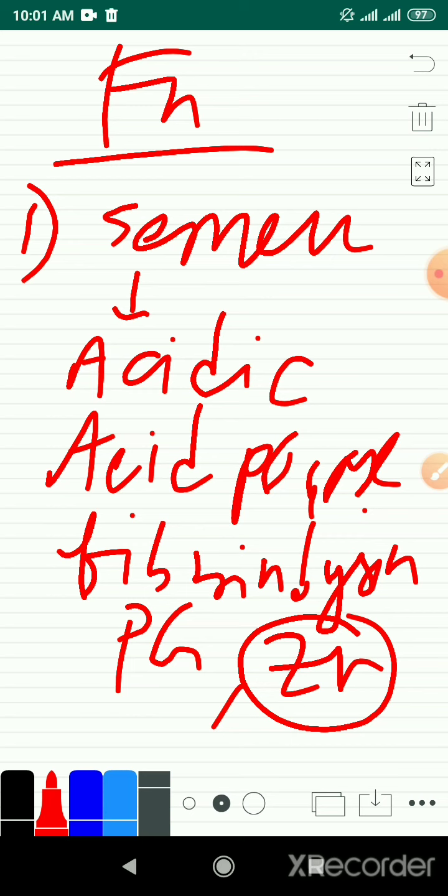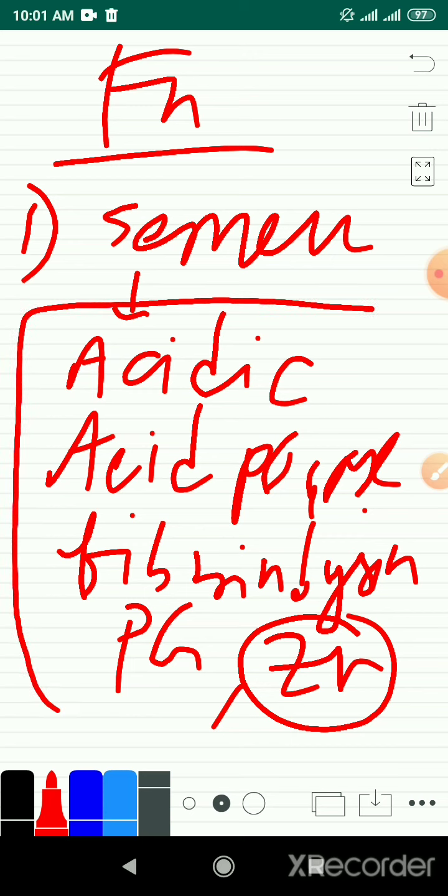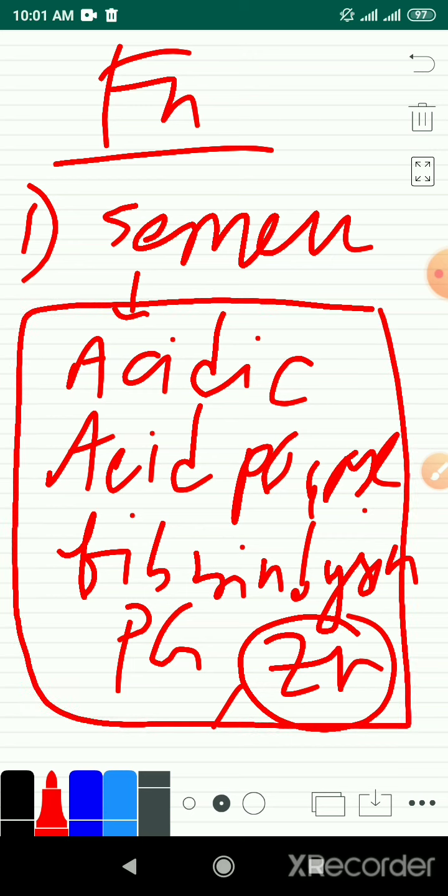So these are the main functions of the prostate. That means it forms a considerable amount of the semen.